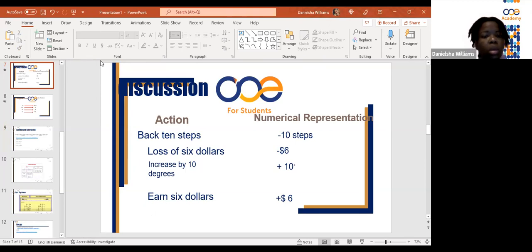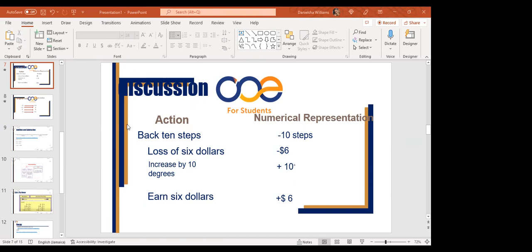Okay, my screen is acting up, but are you able to see the part that says action and undo, or the numerical representation?